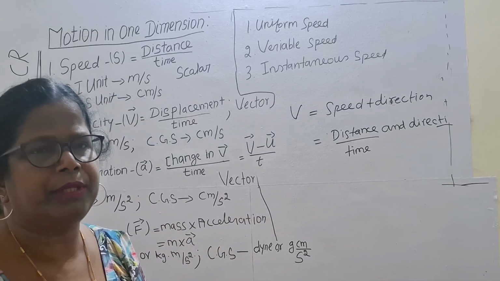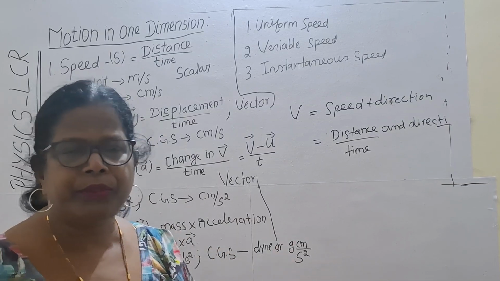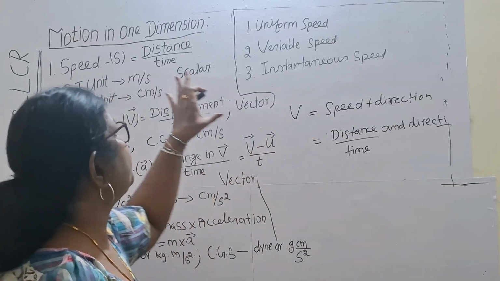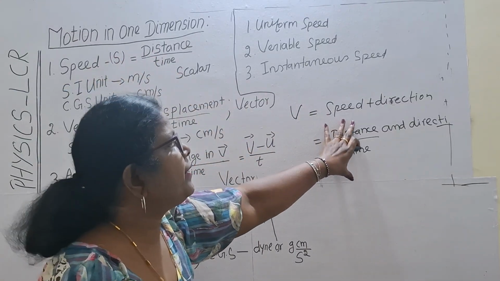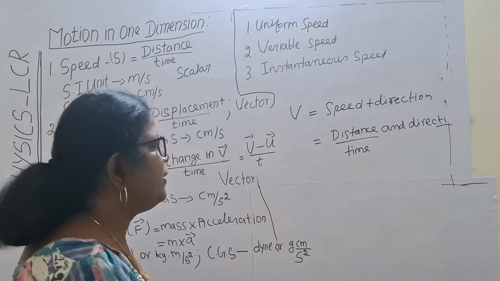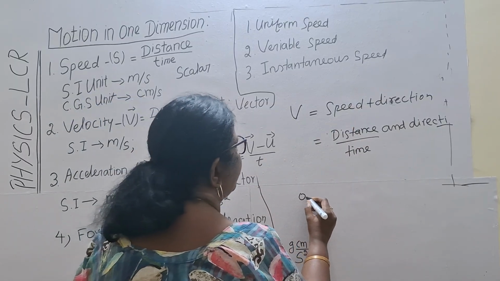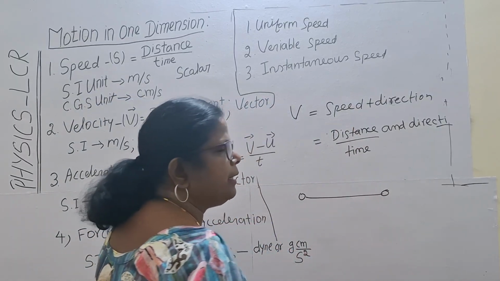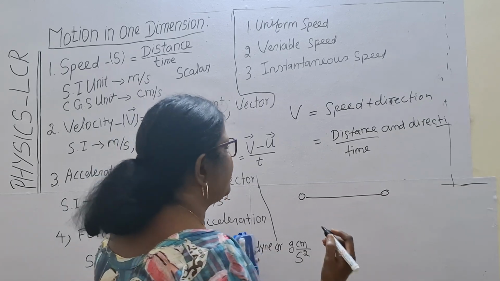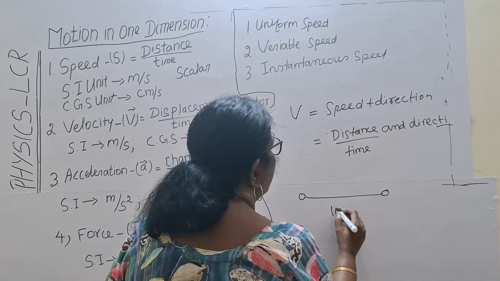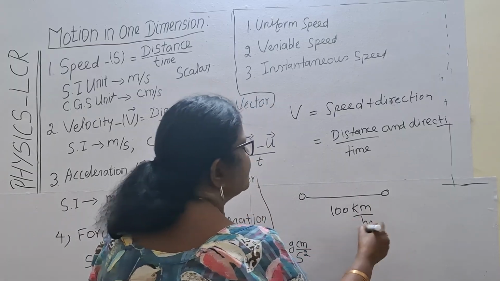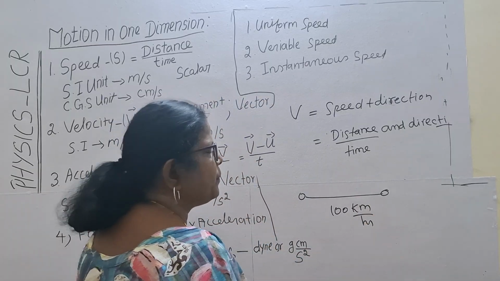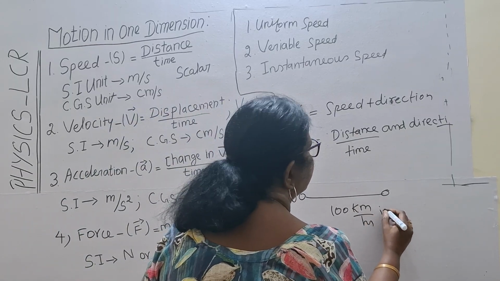Velocity is not a new thing. It is actually, you people know about the speed. So speed with particular direction. The vehicle moving, any car, bike, train, anything actually, it is moving 100 kilometer per hour. So this is speed. This is a speed in east direction.